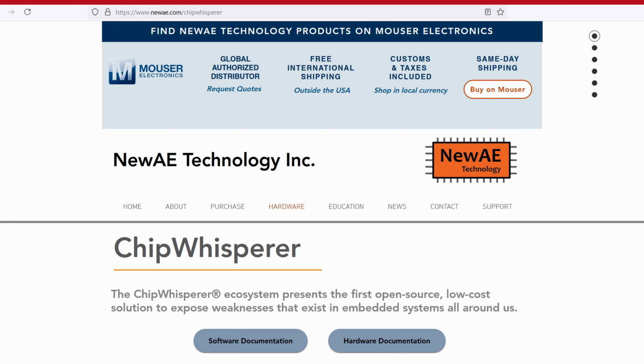And this ChipWhisperer, as I explained, is much cheaper than 1,500 euros. But of course it has a very low sampling rate. I mean, we'll talk about the sampling rate and so on later. But in some devices, you are able to perform the attack using ChipWhisperer, not necessarily using a 2,000 euro oscilloscope.